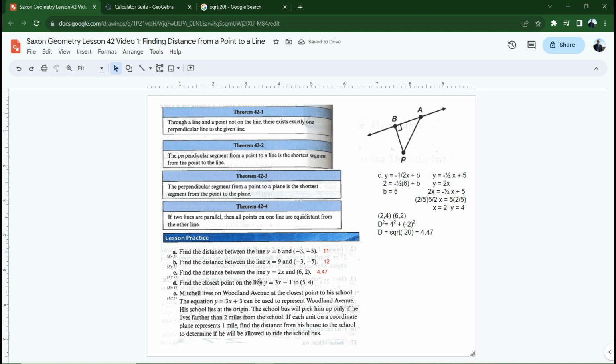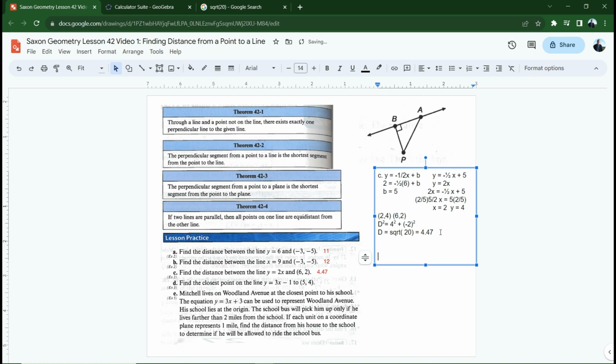Okay. Find the closest point on the line y equals 3x minus 1 to (5, 4). All right, so this one, the closest point on the line means I don't actually have to find the distance. I just have to find this point. This one is like the previous one, except I don't have to use the distance formula at the end. So let's go ahead and get started on this one.